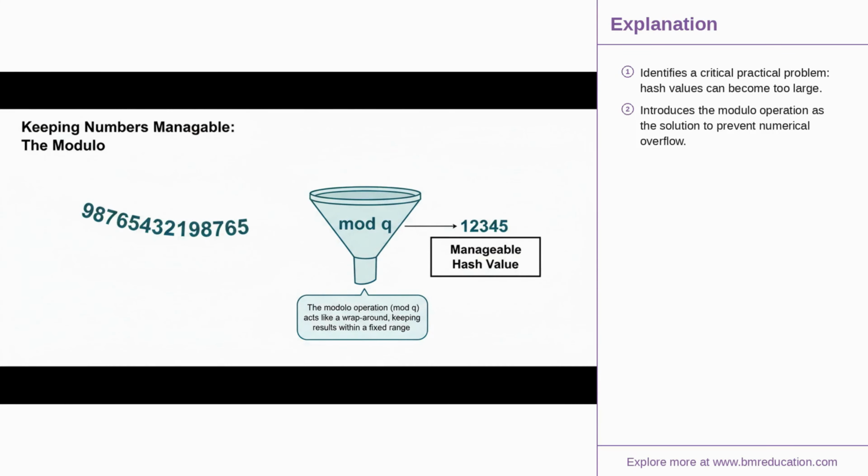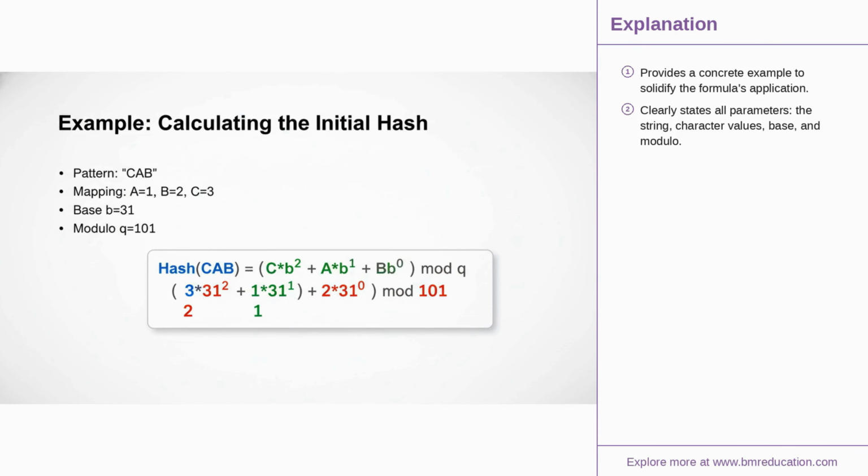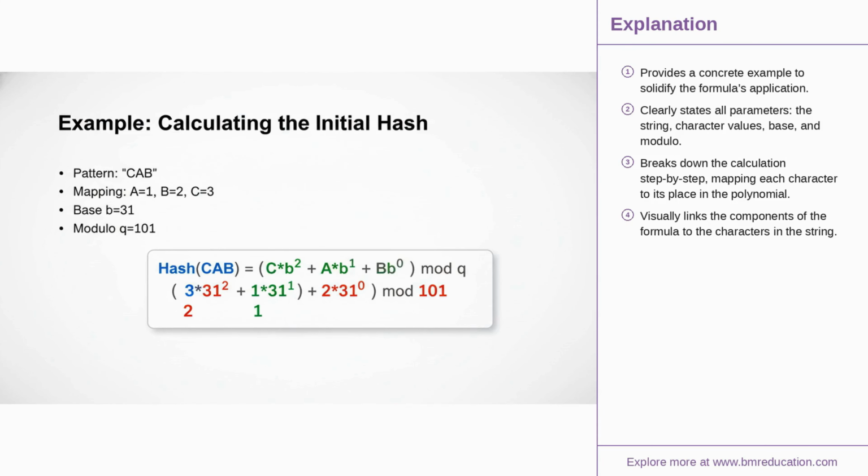As you can see from the formula, these hash values could become astronomically large, quickly exceeding the limits of standard computer data types. To solve this, we introduce a modulo operation. We perform all calculations modulo q, where q is a very large prime number. This ensures our hash values always stay within a manageable range, from 0 to q-1, preventing overflow errors. So, the complete formula is mod q.